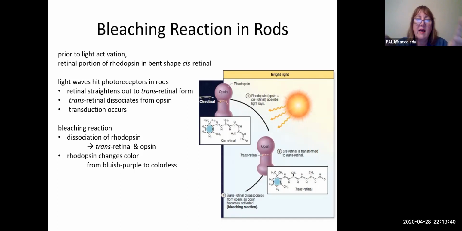And in doing that, this rhodopsin changes color from this lovely bluish purple color to becoming almost clear. And that's why it's called the bleaching reaction, because it just changes colors, like bleach takes the color out of anything.